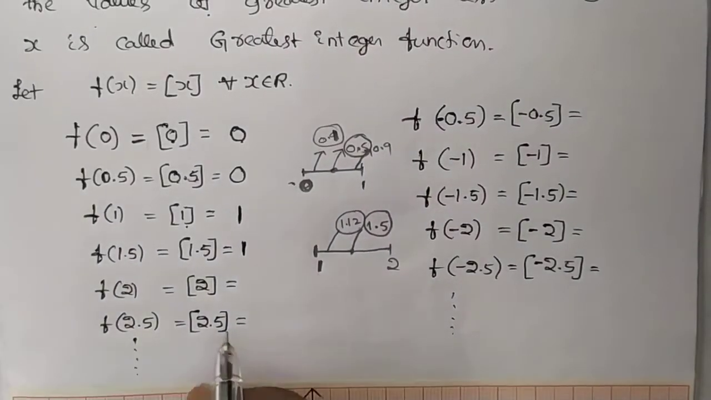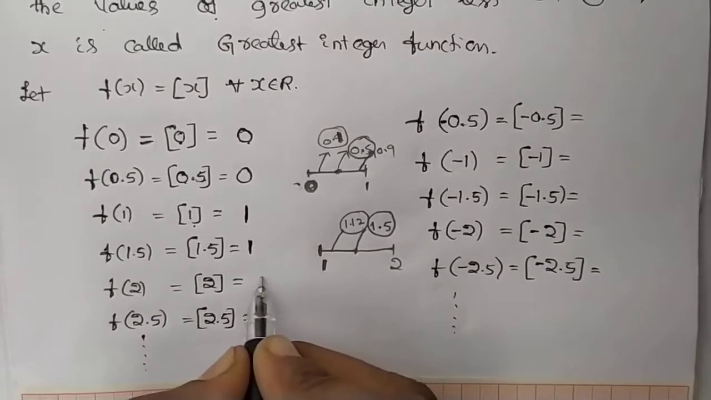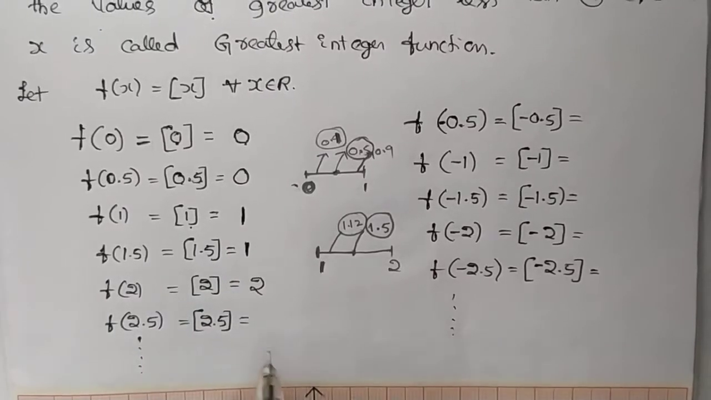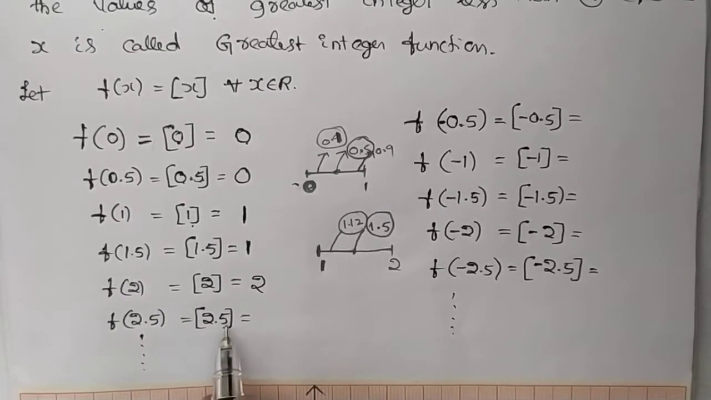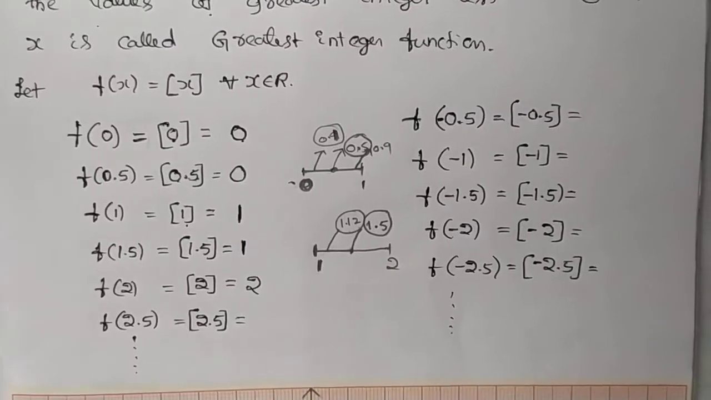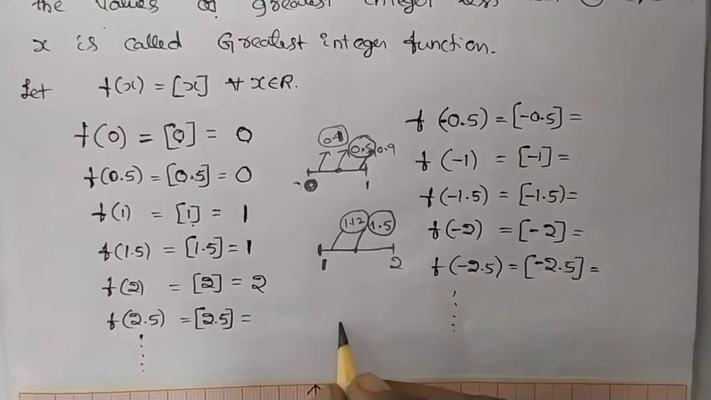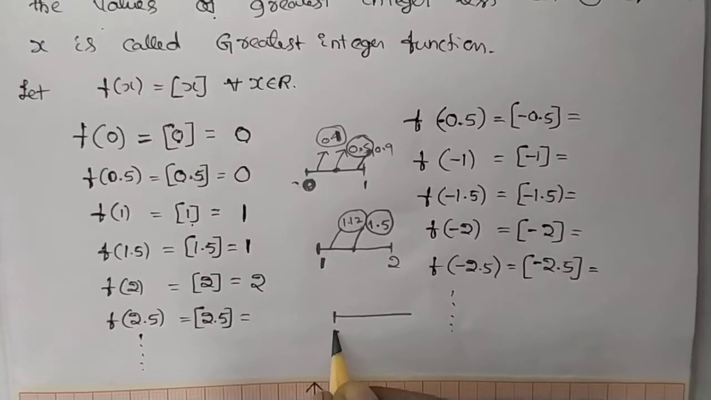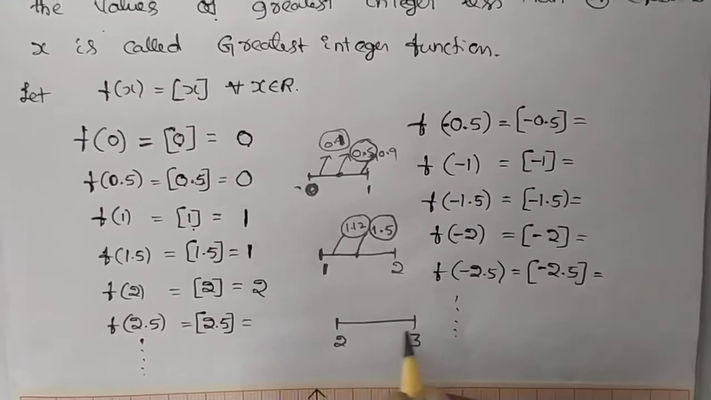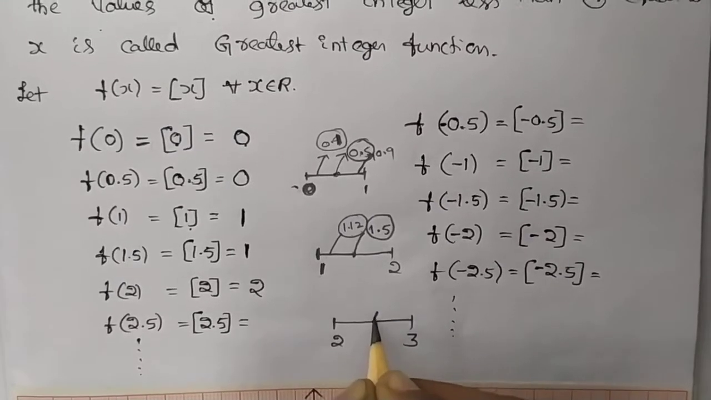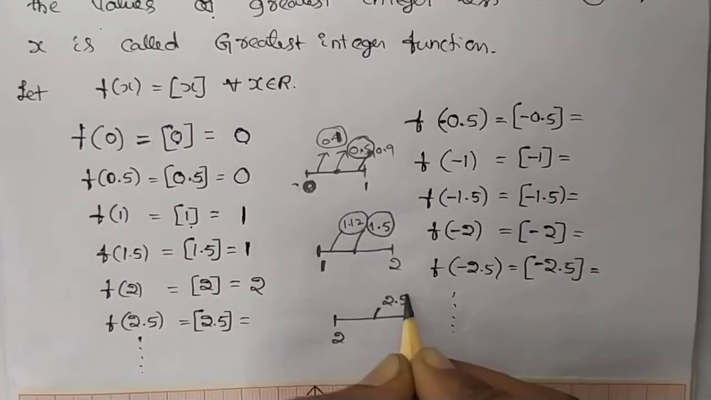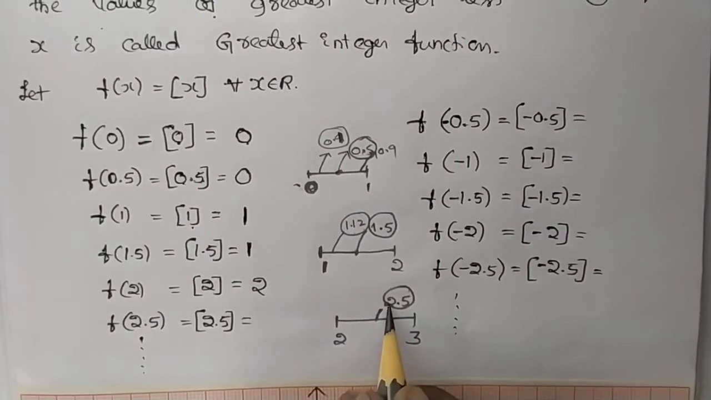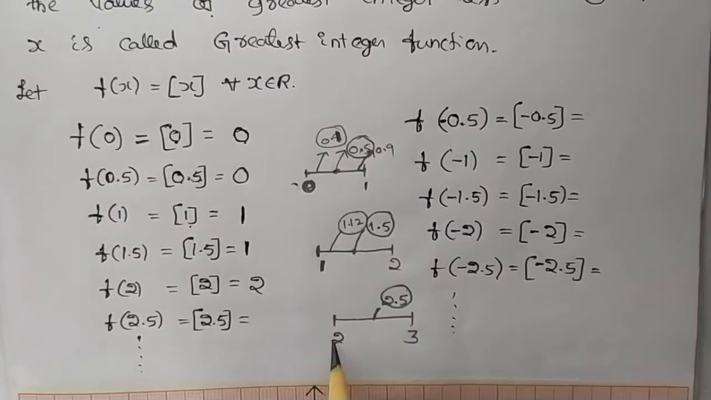What about the greatest integer for the value 2? It will be 2 only. What about the greatest integer for the value 2.5? You just take a number line. 2, 3. In between 2 and 3, here it will be a point 2.5, isn't it? The greatest integer for the value 2.5 will be 2 only.